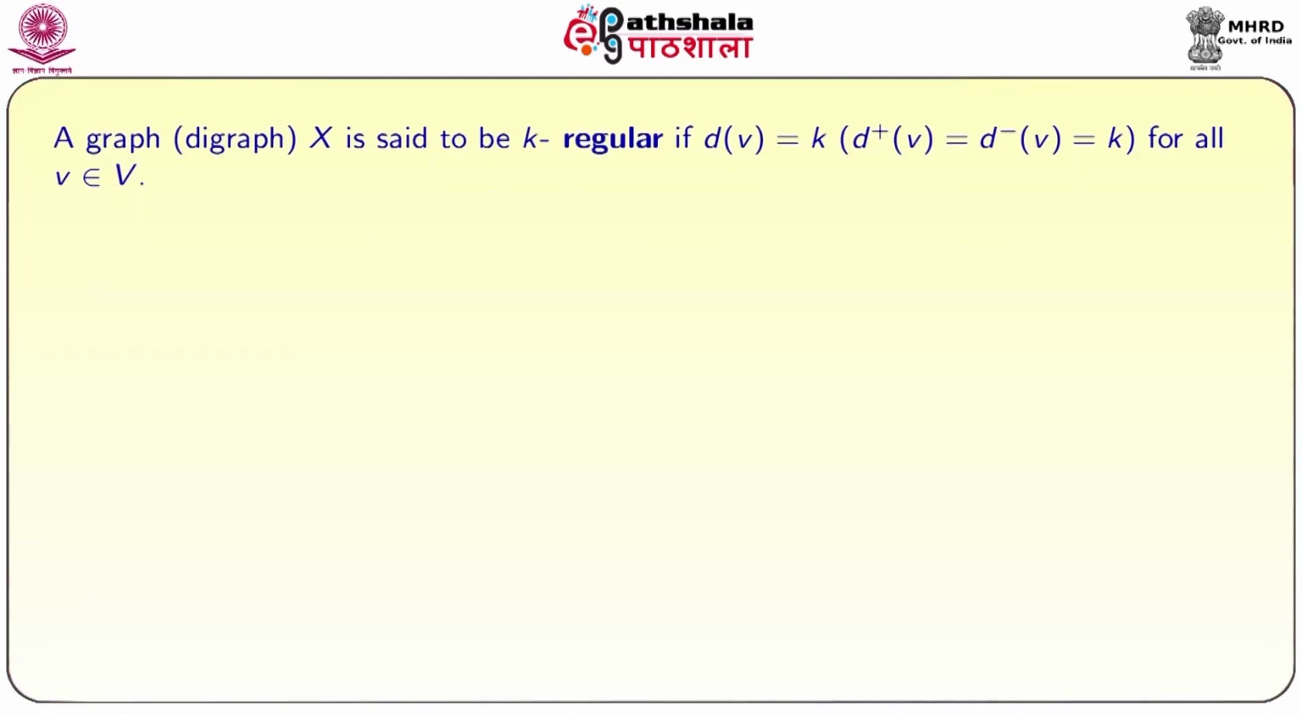Now we are going to discuss an important class of graphs called regular graphs. A graph or digraph X is called a k-regular graph if the degree of v equals k for all vertices v belonging to V. For a directed graph, if the in-degree of the vertex is equal to the out-degree of the vertex and equal to k, then we will call that a k-regular graph. For regular graphs, the degree of every vertex is k.